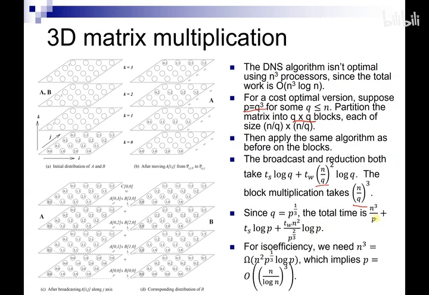Okay, and then for isoefficiency, you want the computation over here to be at least as large as the communication. So if you work this out, you see that you're going to end up getting that p can be almost order n divided by log n to the third power. Whereas previously we could only use basically n squared processors, here you can use almost n cubed processors and still have constant overhead.